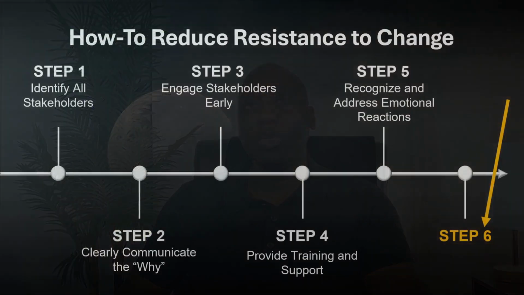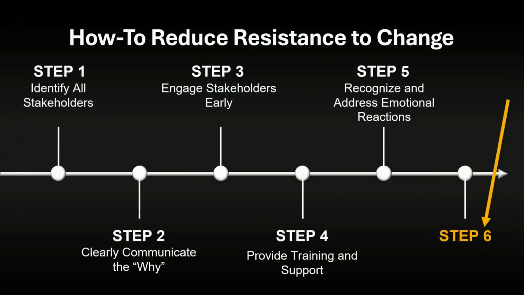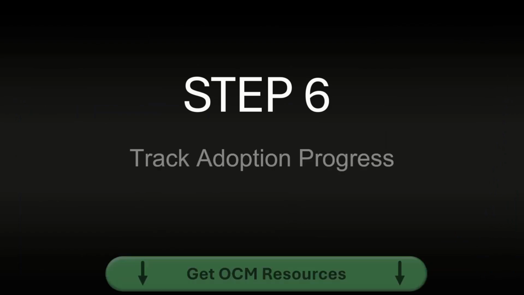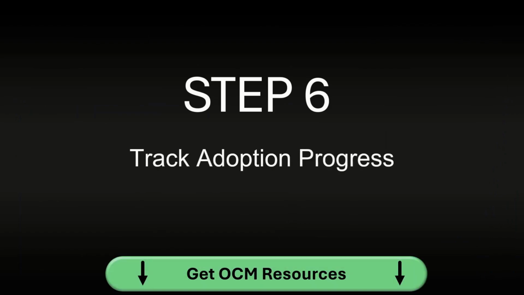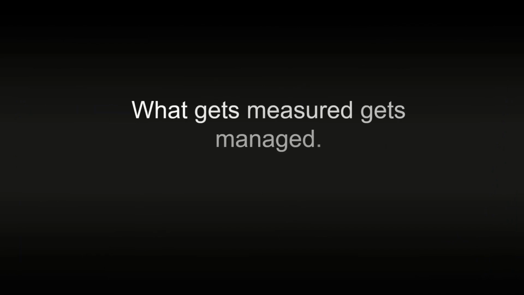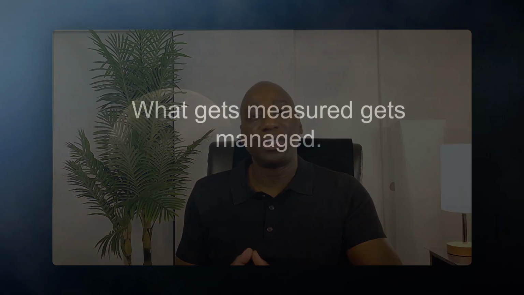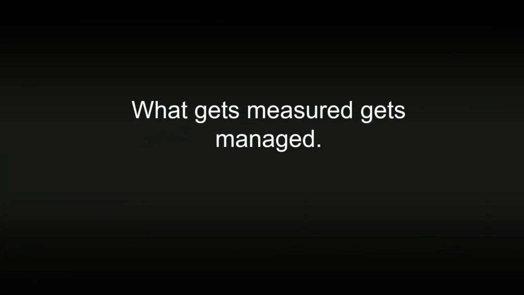And that moves us to step number 6. For step number 6, you want to track adoption progress. What do I mean by that? One thing that I tell my change management clients who hire me to help manage resistance within their organization is this: what gets measured gets managed. Let me repeat that. What gets measured gets managed.